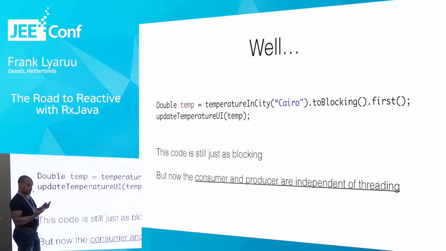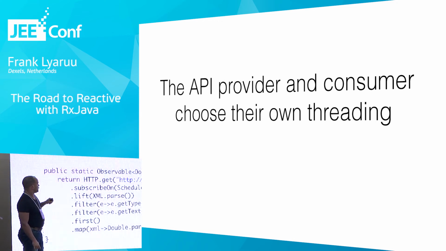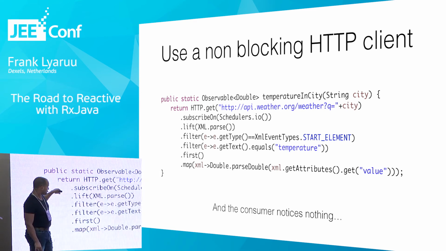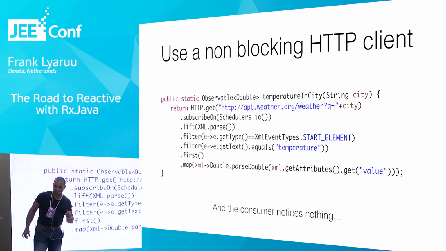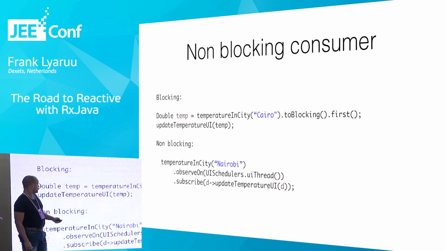Because now the producer of the API and the consumer are independent of threading, right? Now you can start working on making one side or both sides non-blocking independently. So that might look something like this. For example, if the provider of the API uses a non-blocking HTTP reader, it can start doing this and use just the primitive we talked about before, and this will have different threading, but it won't break the consumer. If the consumer still does blocking, it's still blocking in the end, but you can start focusing on the places where there's a lot of blocking, and you can start improving incrementally, and that's really nice.